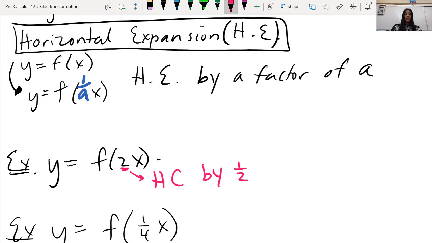And it's going to be a horizontal expansion by the opposite of what you see. So this time it's going to be by 4 because you see a 1/4 embedded into the equation.